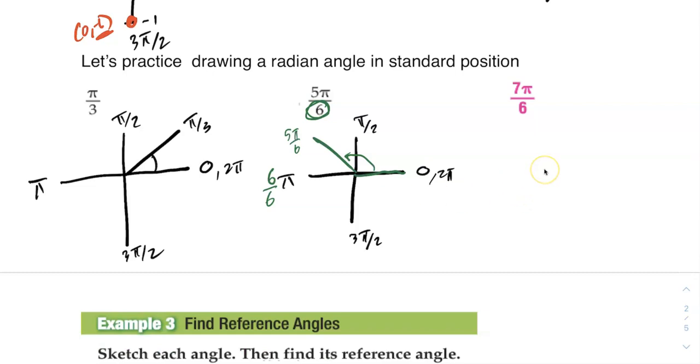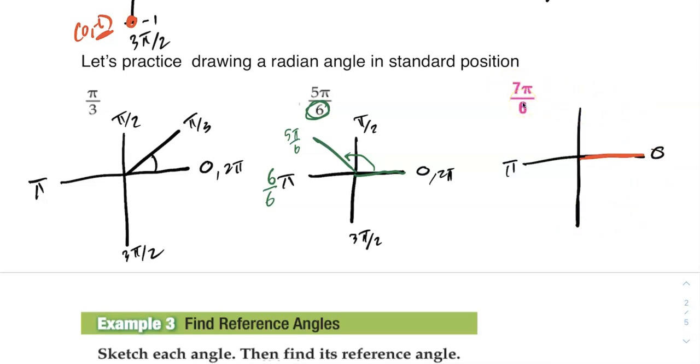7 pi over 6. Same idea. Here's 0, here's pi. That's all I really need right now. Now again, we talked about this in the last video, but this right here is where we start. We always start at the 0, the positive x-axis, and we go counterclockwise if it's positive, we go up if it's positive, and we go down if it's negative, clockwise or counterclockwise.